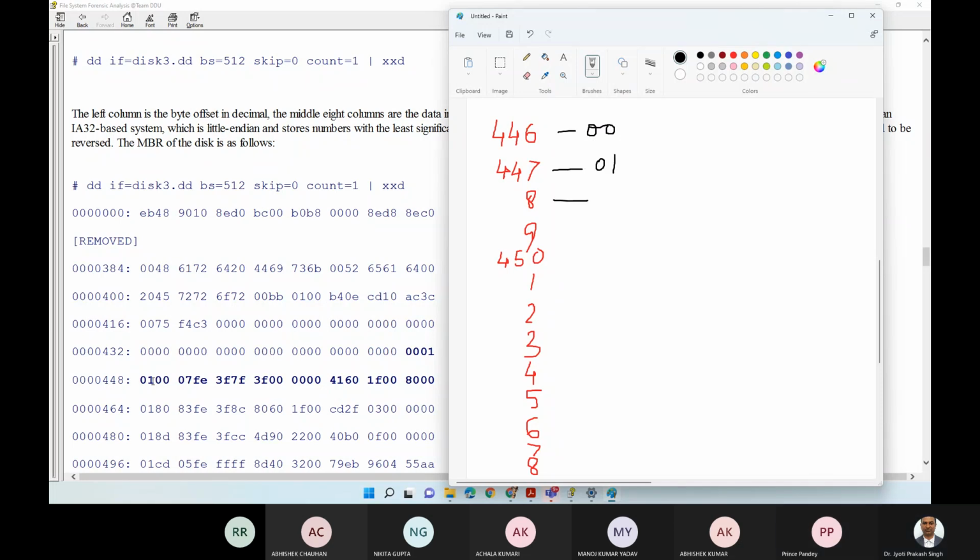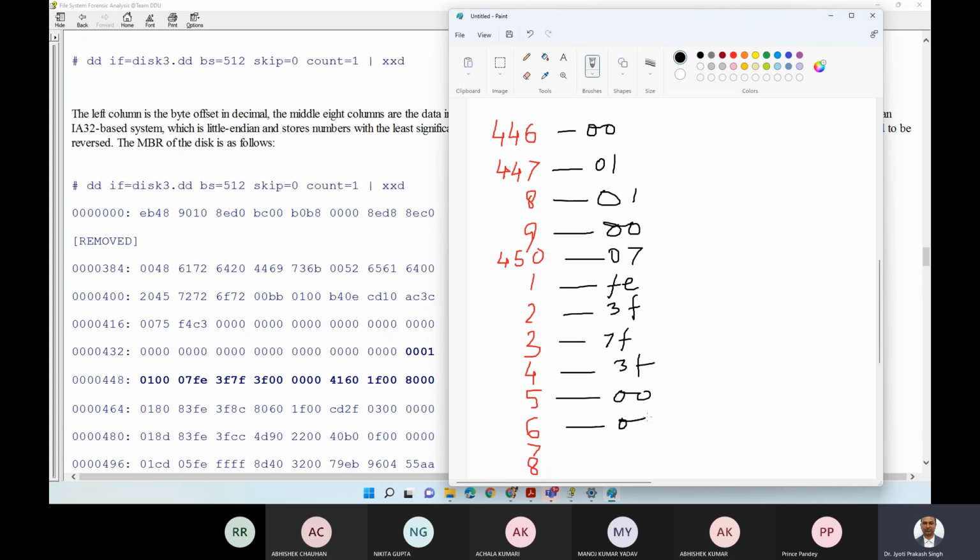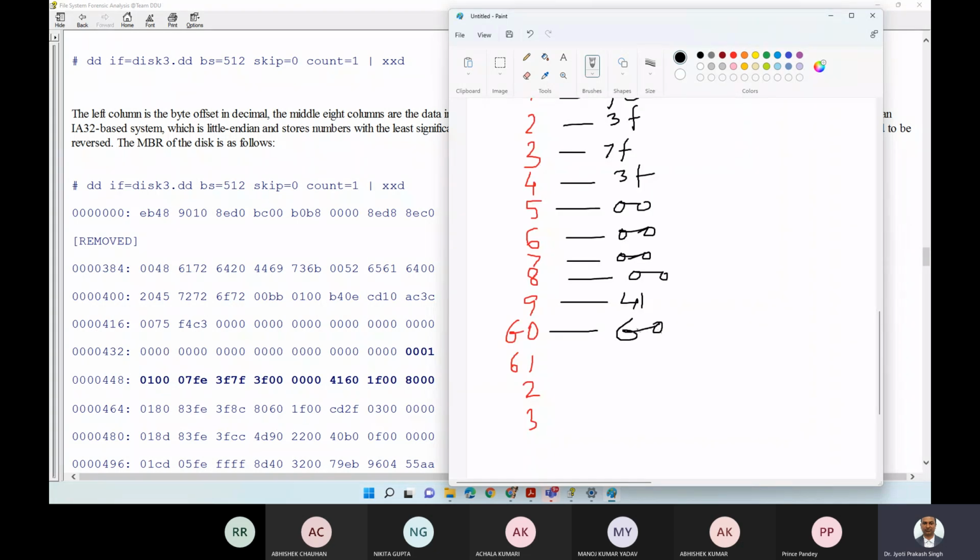447 पे कंटेंट होगा 01, 448 पे भी होगा 01, 449 पे होगा अगेन 00, 450 पे होगा 07, फिर FE, 3F, फिर 3F, फिर 7F, फिर से 3F, फिर 00 00 00 00 00, 41, 60, 1F 00, 80 सॉरी। मैंने क्या लिख दिया, दिस इज 1F। सर 7 पे 8 पे सर 41 होगा ना सर?